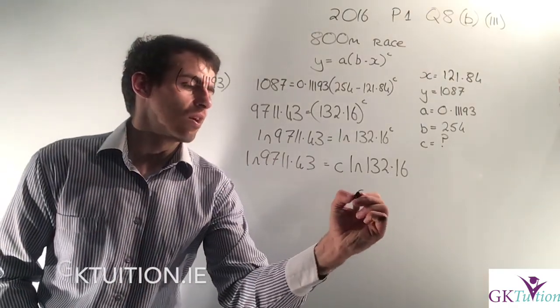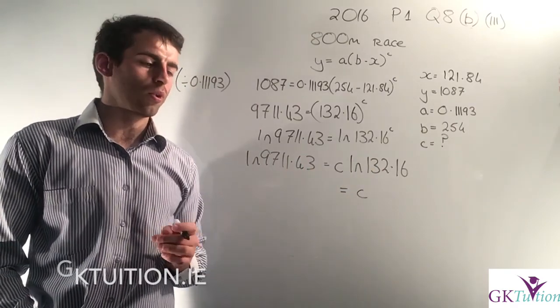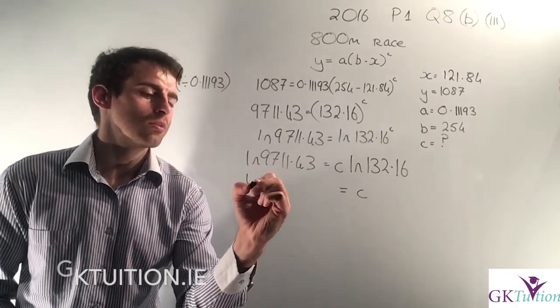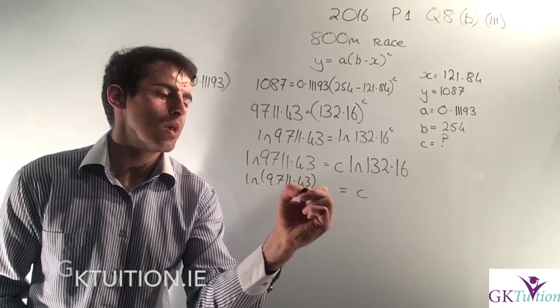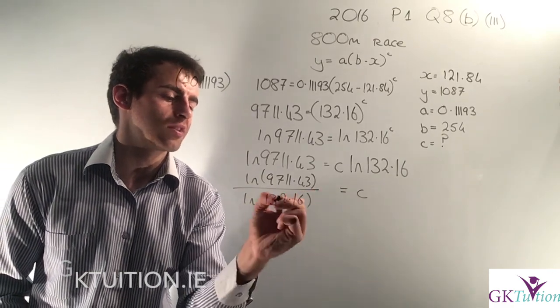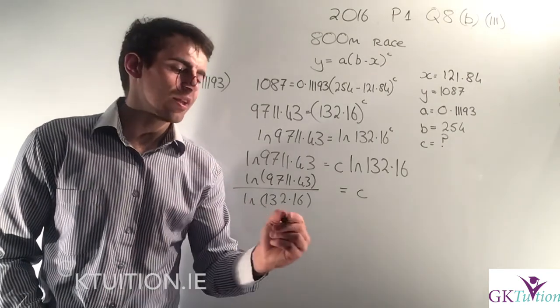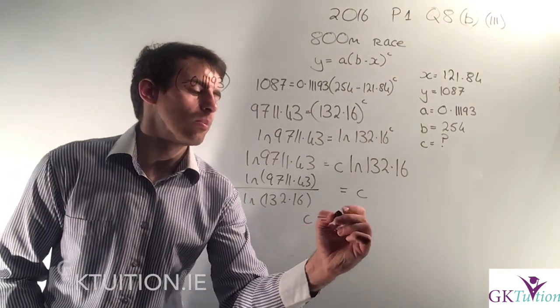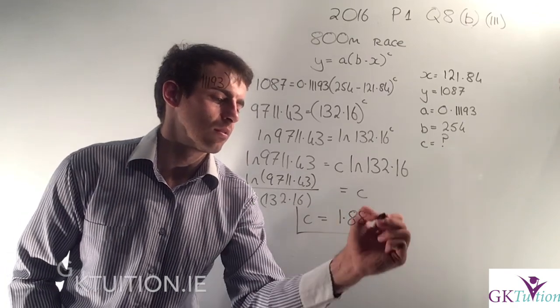Now to get c on its own, I'm going to divide both sides by ln 132.16. So my left hand side is just ln 9711.43, and I'm going to divide that by ln 132.16. And if I plug all that into my calculator, I was asked to get my answer to 2 decimal places, so my final answer is c is equal to 1.88.